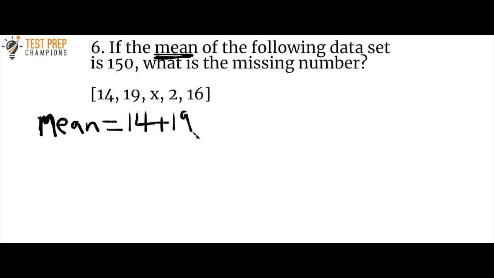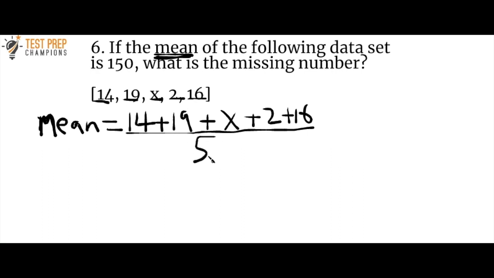Well, what we would do is take all of the numbers in our number set and add them up. So we would do 14, 19, x, 2, and 16. Then we would divide by the total number of numbers in our number set, or the total number of data points, two words for the same thing. So let's count them: we've got 1, 2, 3, 4, 5. So we would divide by 5.